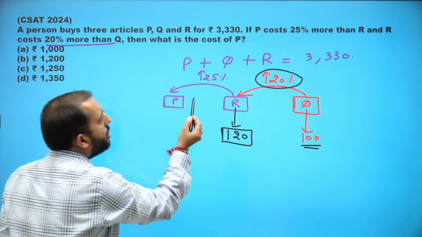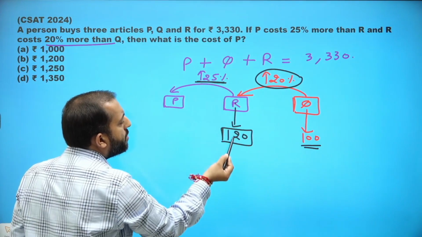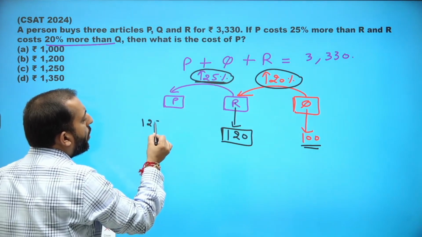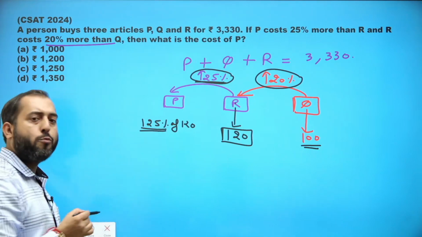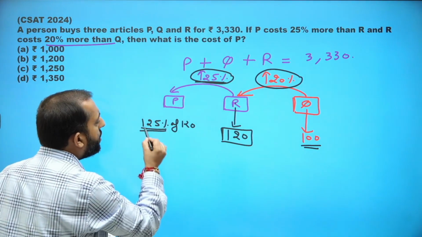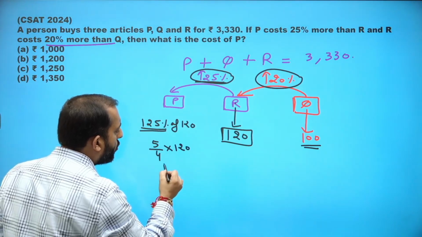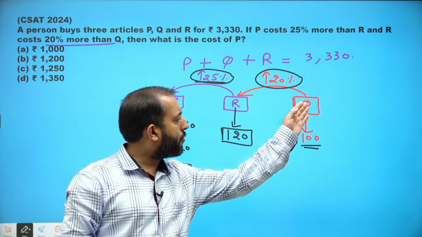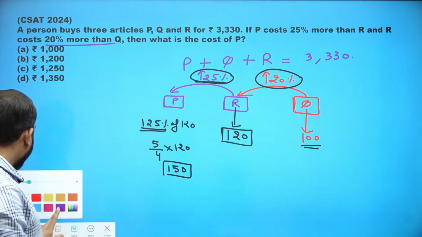And the cost of P is 25% more than R, which means 25% more than 120, meaning 125% of 120. Now, if you know the fraction to percentage conversion, then 125% is 5 by 4. So 125% of 120, meaning 5 by 4 of 120, comes out to be equal to 150. So if you assume the cost of Q to be 100, then the cost of P comes out to be equal to 150.